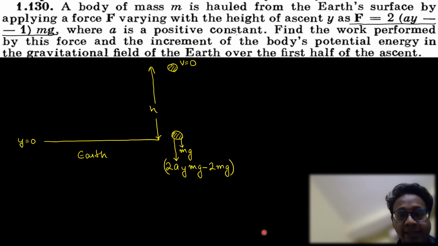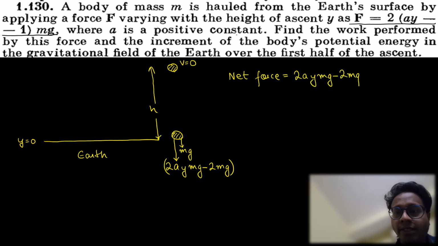Fair and fine. So let's see. Net force on the body is equal to 2ay mg minus 2 mg, plus mg.